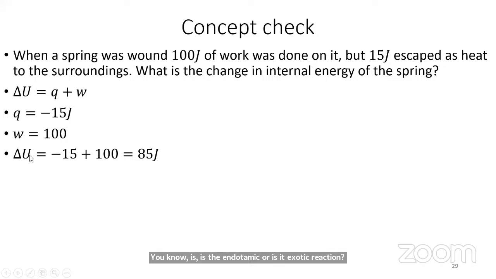So your change in delta U is going to be minus 15 plus, of course, the work. Our work is 100, which will give you 85 joule. Mind you, if you miss putting the negative sign on this 15, your answer is going to be 115. So the sign is very, very important when you are carrying out your calculations.